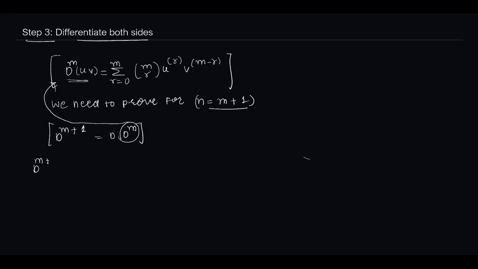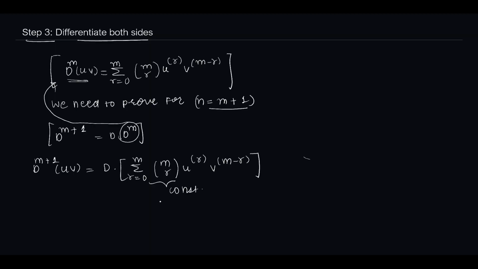We can directly write d^(m+1) for the function uv as d times d^m, which is summation r equals 0 to m, m choose r, u power r, v power m minus r. Now, since this part is constant, we can take it out. You will get summation r 0 to m, m choose r, and d of u power r, v power m minus r. This is all about step number 3.